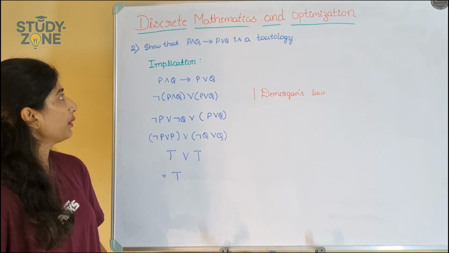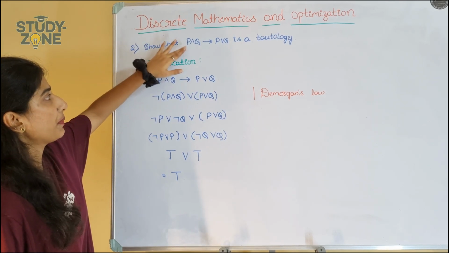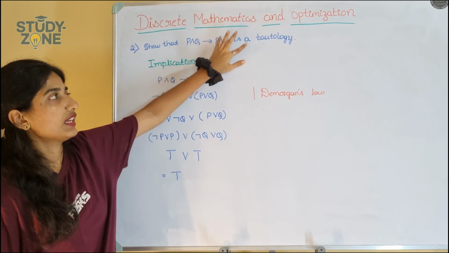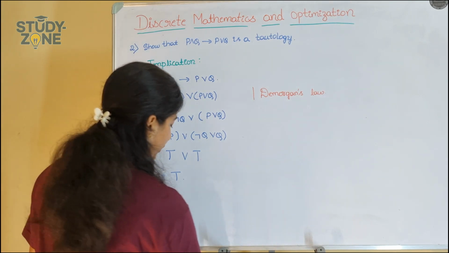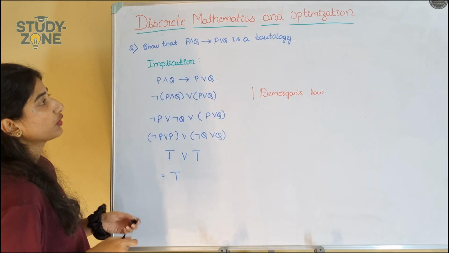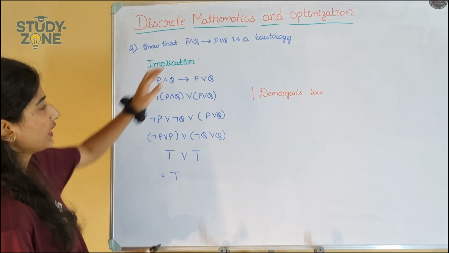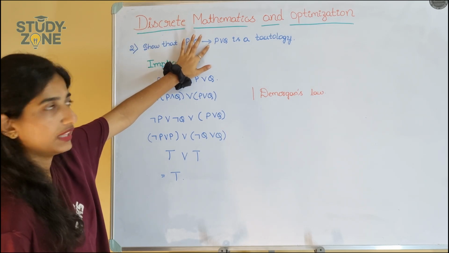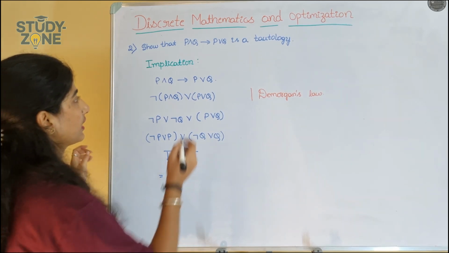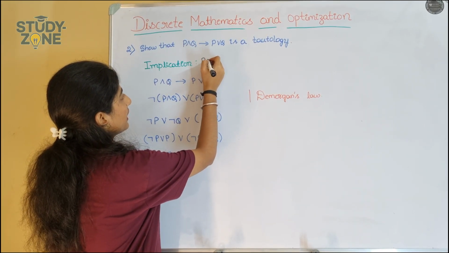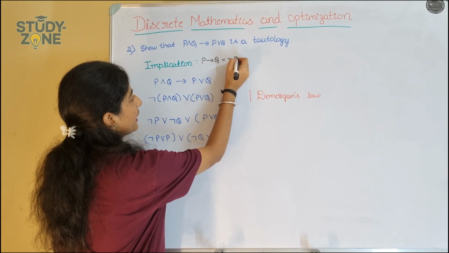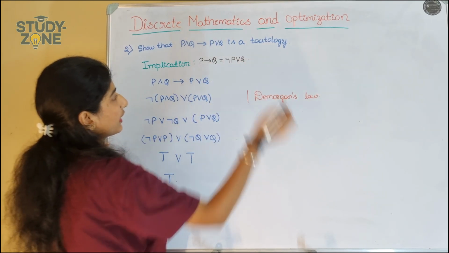And the second problem is: show that P and Q implies P or Q is a tautology. Here we have to prove that P and Q implies P or Q is a tautology, correct? Here we have the implies symbol, which means we have to apply the implication law. What does the implication law suggest? It tells us that P implies Q is equal to negation of P or Q, correct?